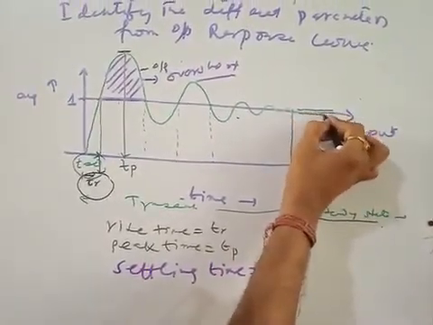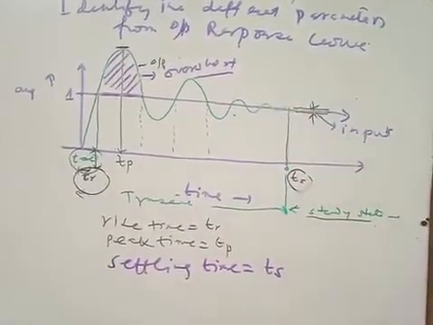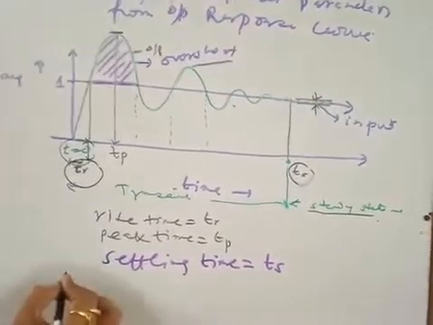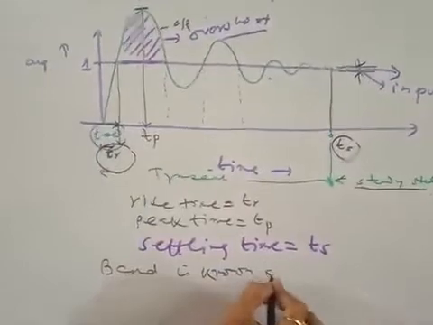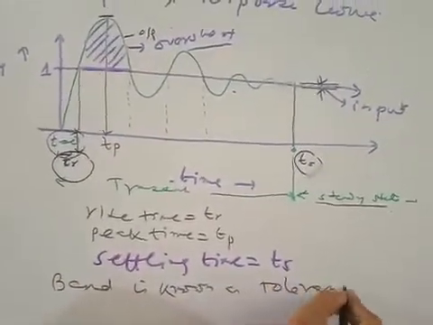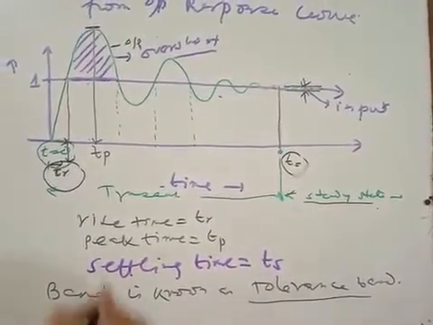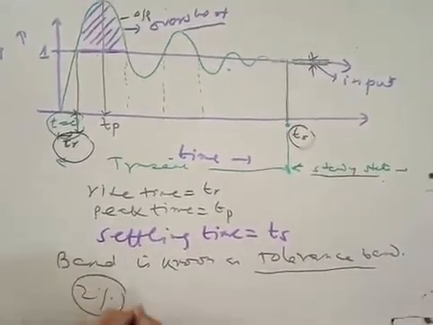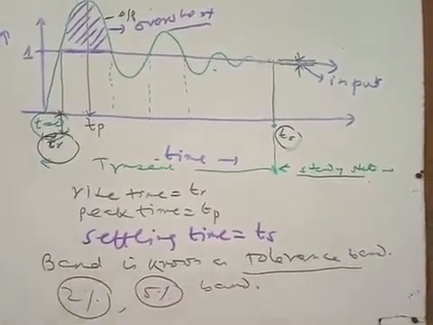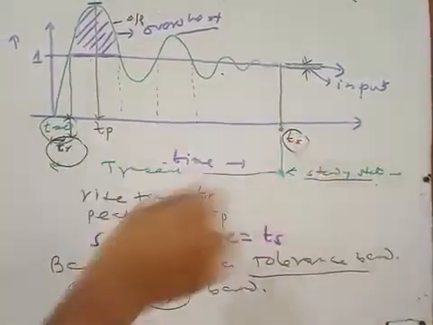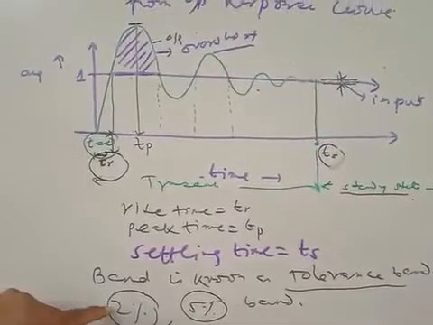This is our oscillation band, and this band is known as the tolerance band. How much tolerance is accepted, right? There are two types of band: one is the 2% band, one is the 5% band. This is your settling time. Once it reaches the steady state value, you have to consider the band of oscillations.